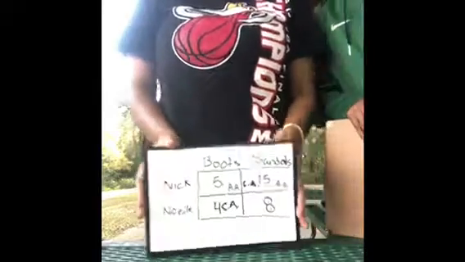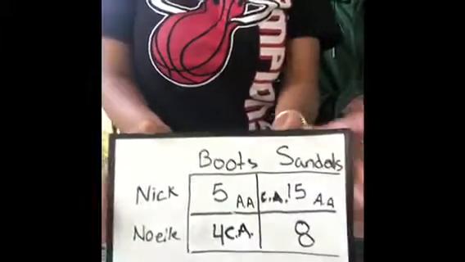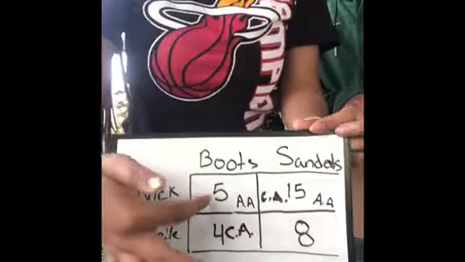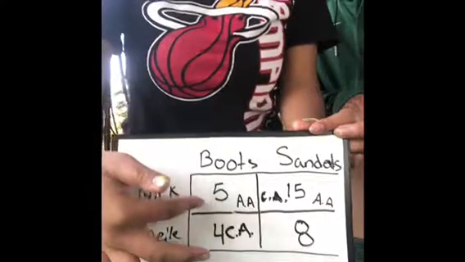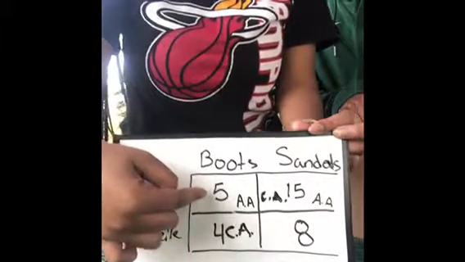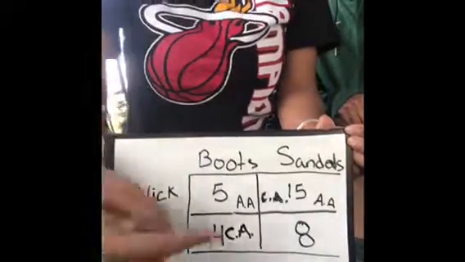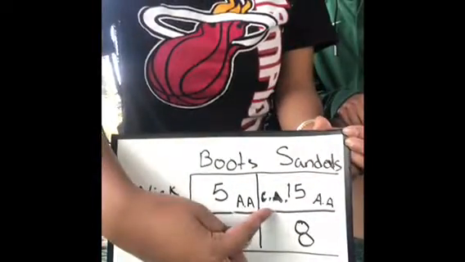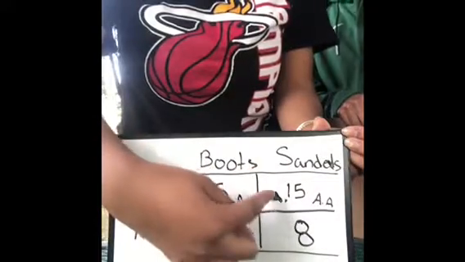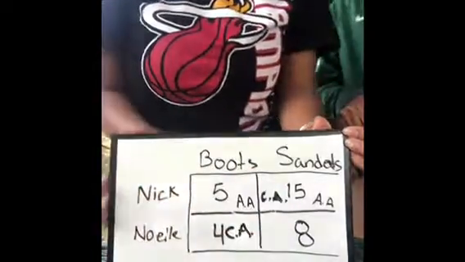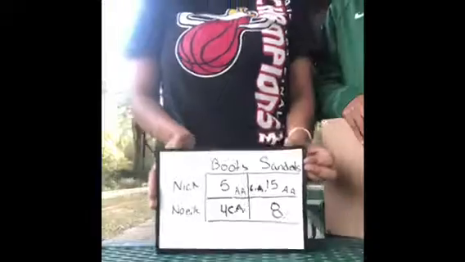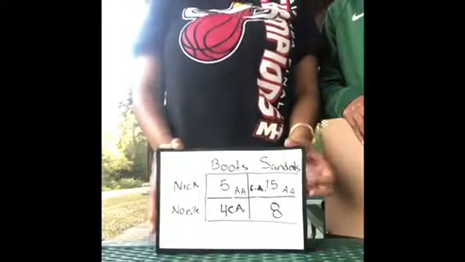The absolute advantage is pretty simple. You see in this table, Nick has the absolute advantage. Why? Because he's the best at producing boots. He produced more. So whenever you're trying to find the absolute advantage, just look at who produced more. Nick also has the absolute advantage in sandals because he produced 15, while Noelle, she only produced 8. However, comparative advantage is a little bit different.